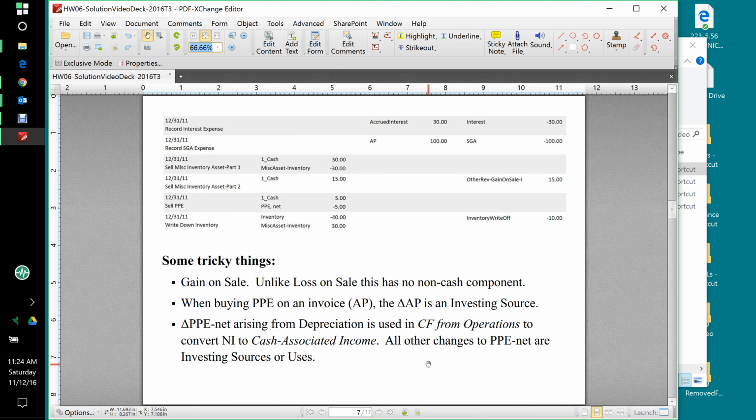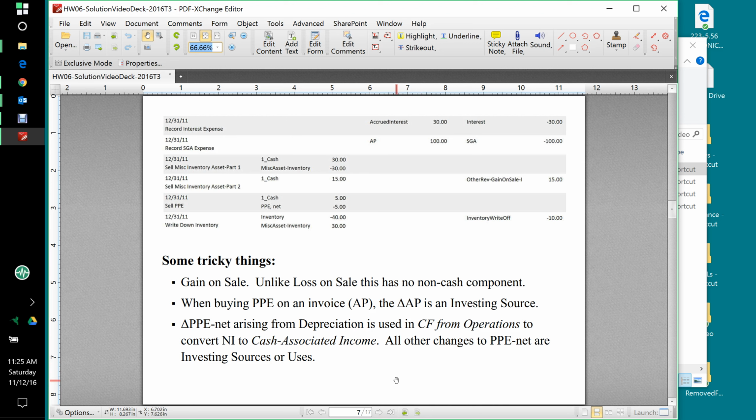And there are several tricky things to note about what happens to this company in this year and how to treat these things. First of all, gain on sale. Unlike loss on sale, gain on sale has no non-cash component. Okay, so that's going to be important to remember when we're working from net income to cash associated income on the indirect cash flow statement.